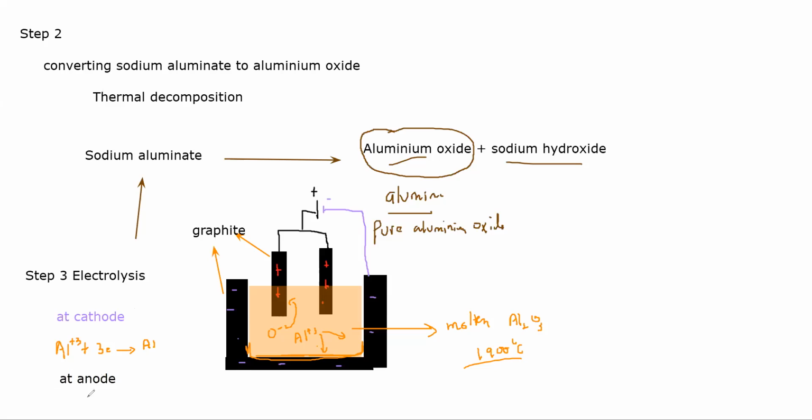At the anode, oxygen, which is -2, will lose 2 electrons, but if 2 oxygen ions lose 4 electrons, they form oxygen gas. So we will observe oxygen gas being released.